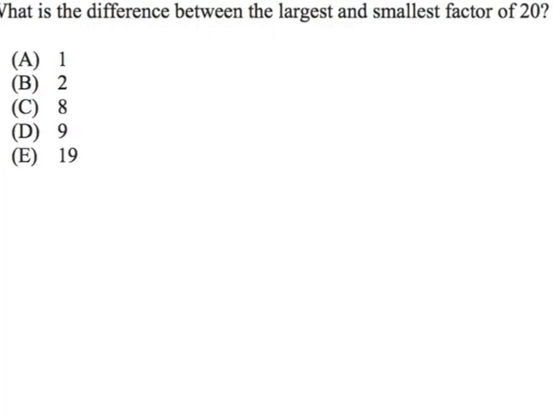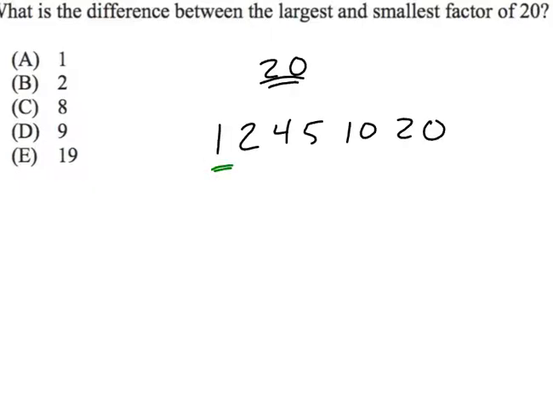Difference between largest and smallest factor of 20. Factors of numbers are numbers that multiply to give you that number, and they have to be whole numbers. So they can't be decimals or fractions. So 1, 2, 4, 5, 10, and 20 are all factors of 20. So kind of interestingly, I'm only dealing with 1 and 20, since I'm taking the largest, which would be 20, and the smallest, which would be 1, and they want the difference. Difference means to subtract. So the difference between the two would be 19, E.